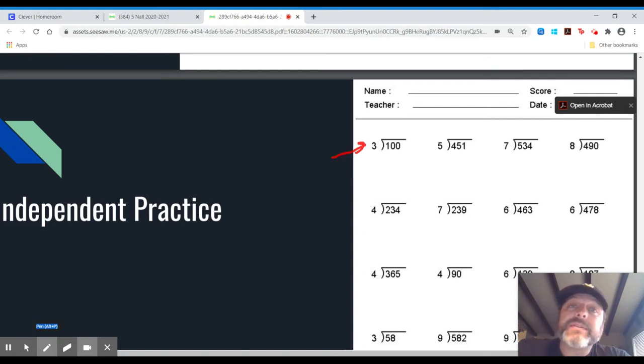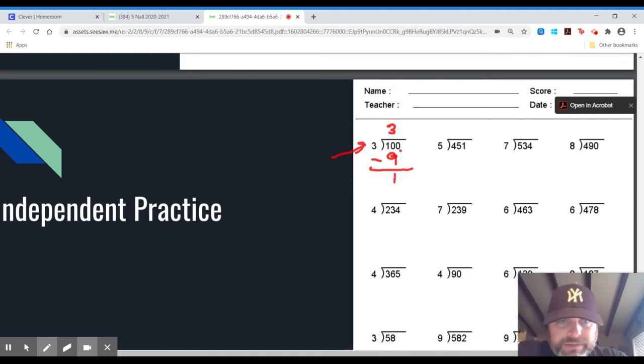What do you think, folks at home? 3. You can take 3 out of 10. I know the answer to this one. Can I say it? No, because we're working on this right now for everybody. 3 times 3 is 9. So we multiply, and then the next thing we do is subtract. So 10 minus 9 is 1.